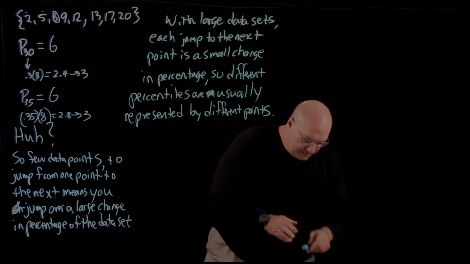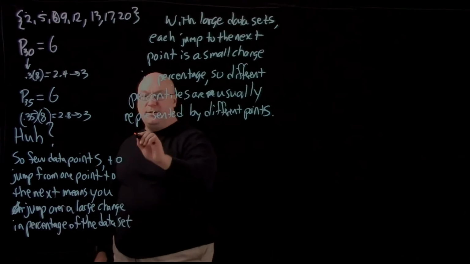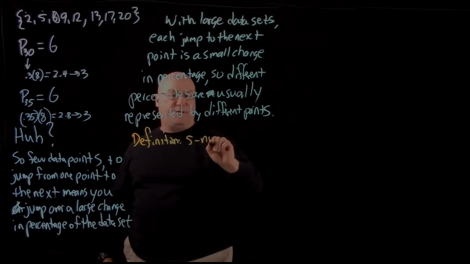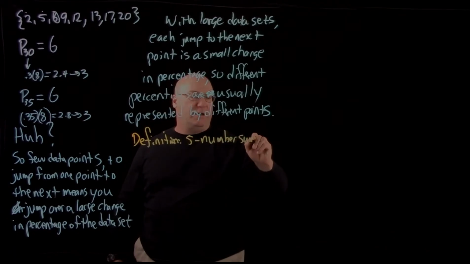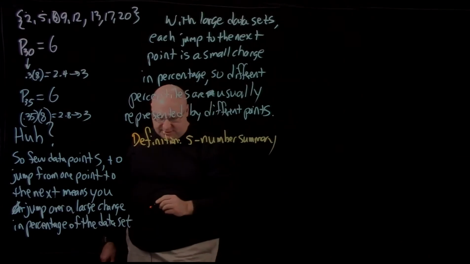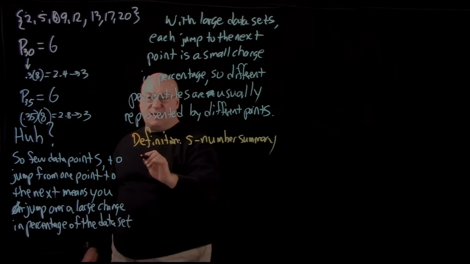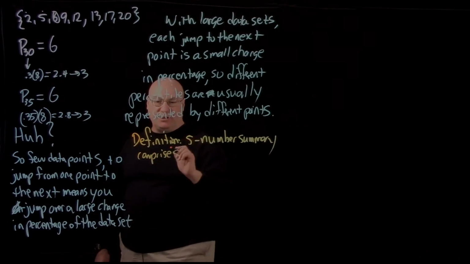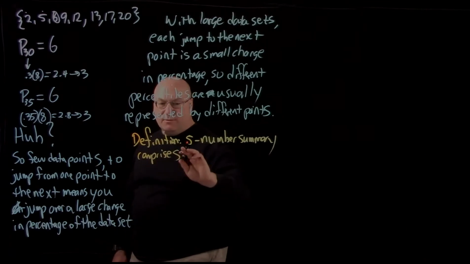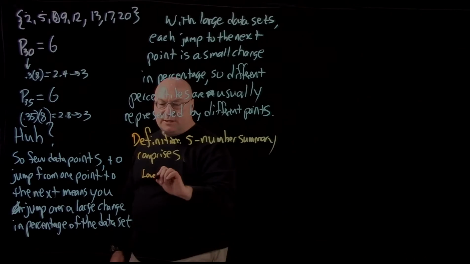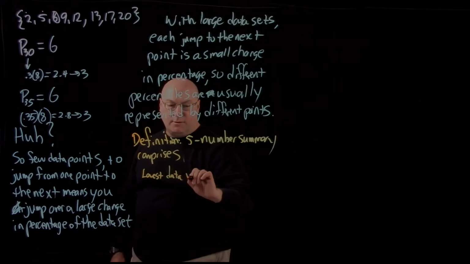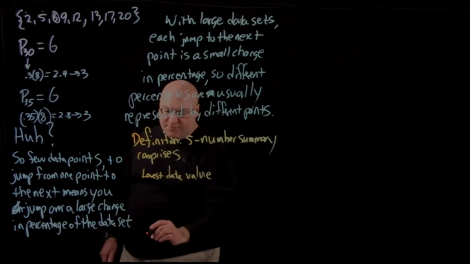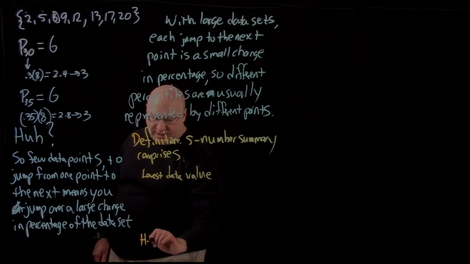Let me change color. Definition. The 5-number summary comprises, of a data set, 5 numbers. The first number is the lowest data value. Okay, and then actually the top number, the 5th number that we'll have here, will be the highest data value.